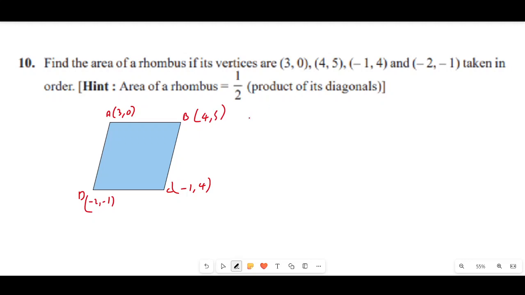So first we should find out the distance between these. That means if we are able to find out the distance BD and distance AC, then we will be able to find out the area of the rhombus. So what is the distance AC? Clear? First find out the distance AC.